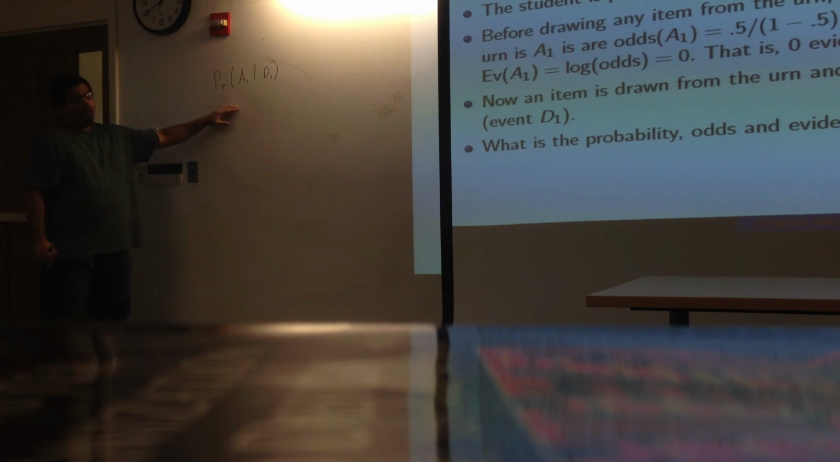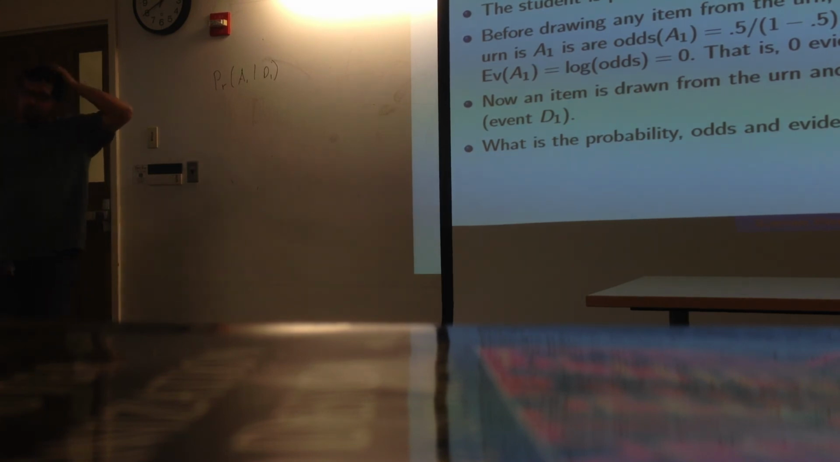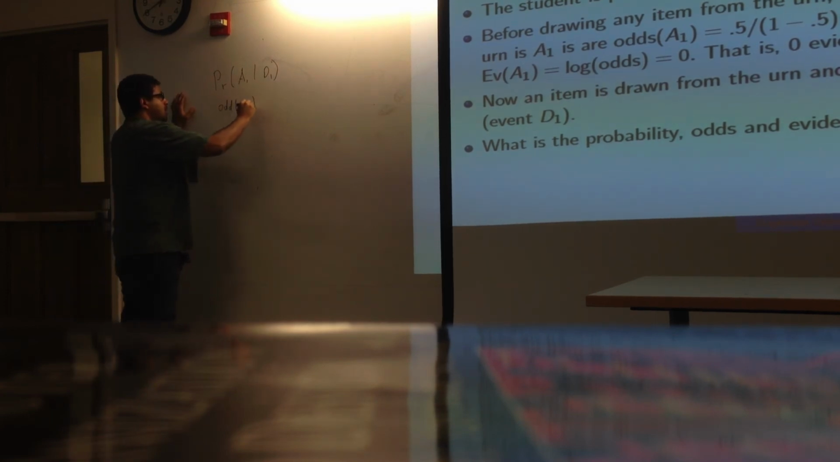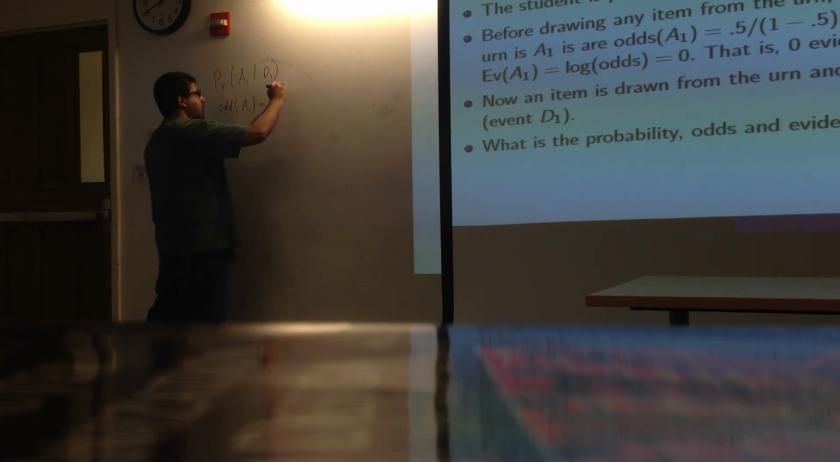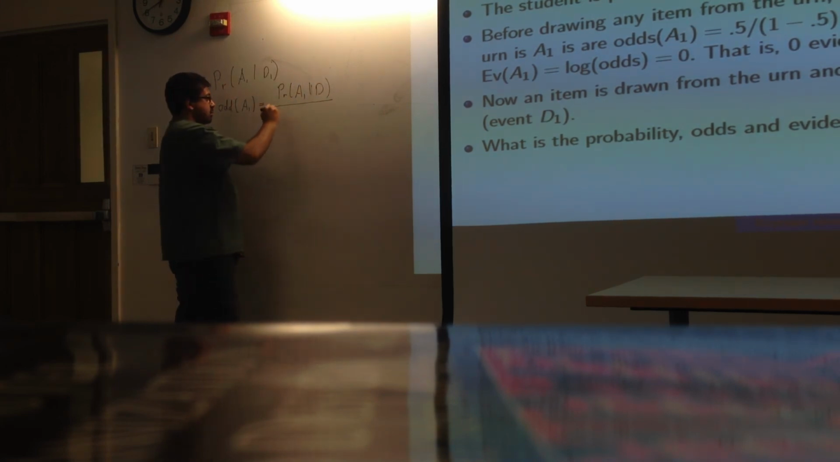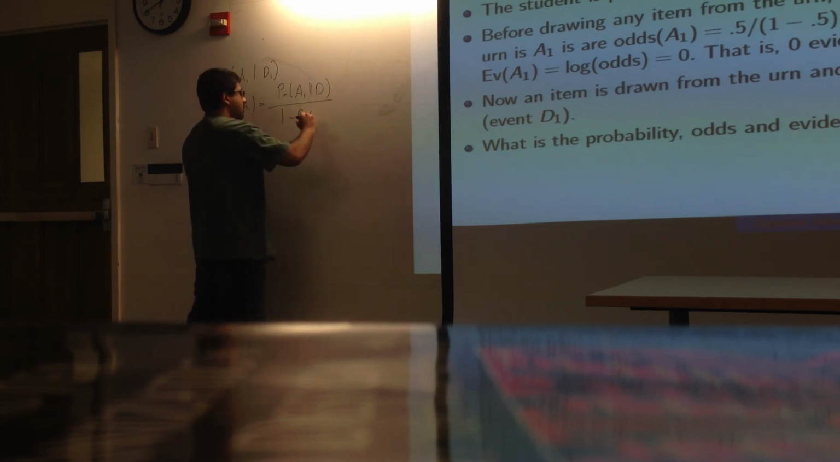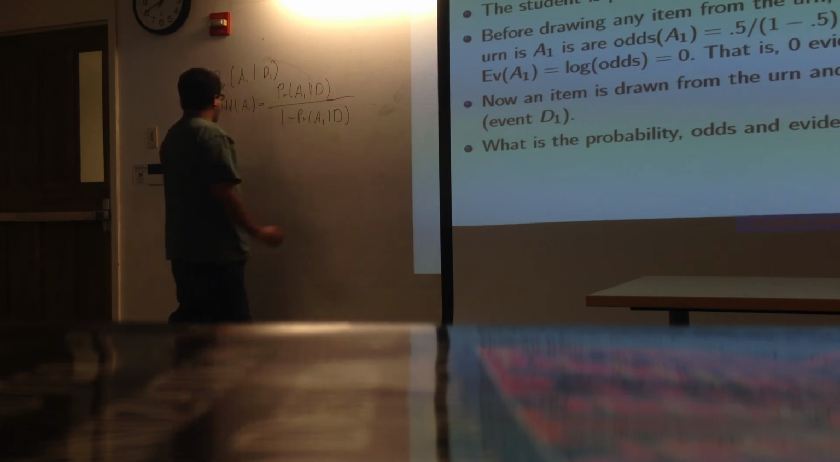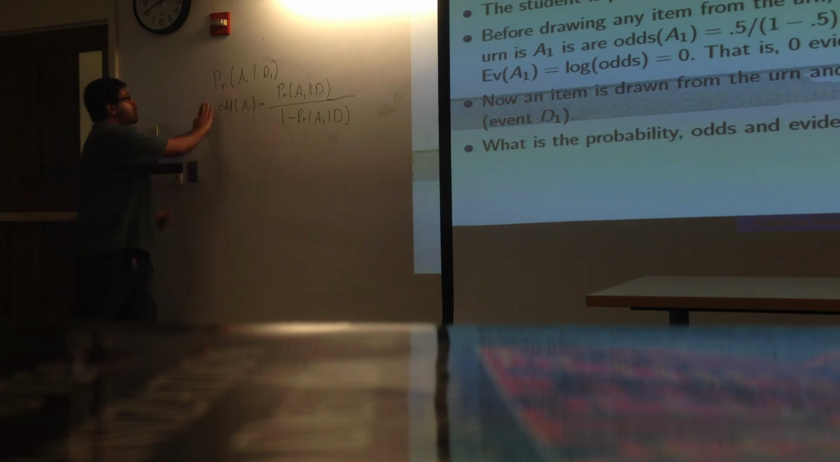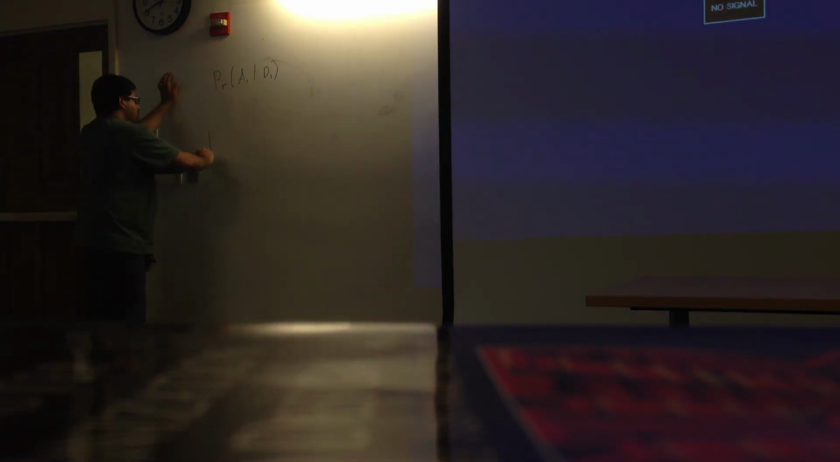What's the odds going to be? The odds of A1 is going to be equal to the probability of A1 given D, divided by 1 minus the probability of A1 given D. And then the log odds is just the log of that. So what do we need to do first? Compute this, right? How would you compute the probability of A1 given D?